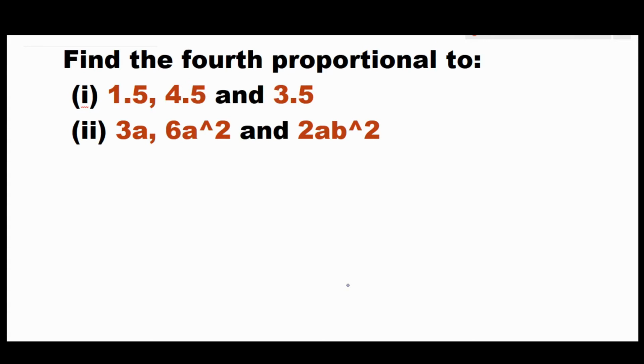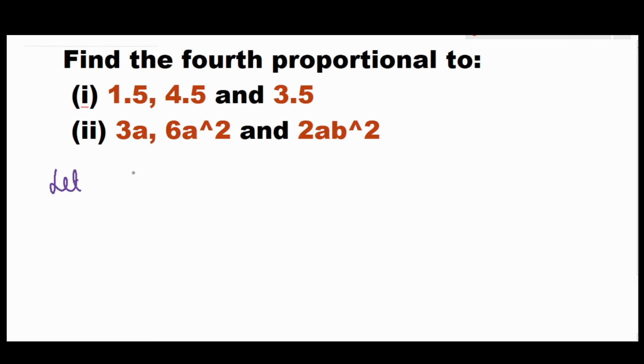So let's solve the problem. The first one is find the fourth proportion to 1.5, 4.5 and 3.5. So we have one more problem, 3a, 6a square and 2ab square. So let us solve the first one, that is 1.5, 4.5 and 3.5. We need to find the fourth proportion.